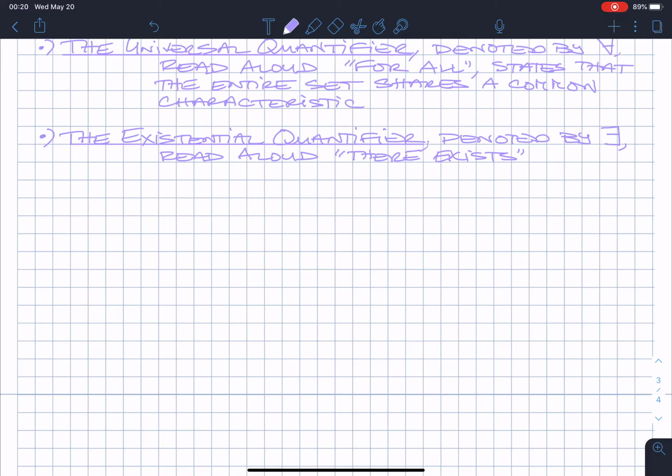This states that at least one element in the set has the desired characteristic. There exists, right? So one guy has to have it. At least one element in the set has the desired characteristic.